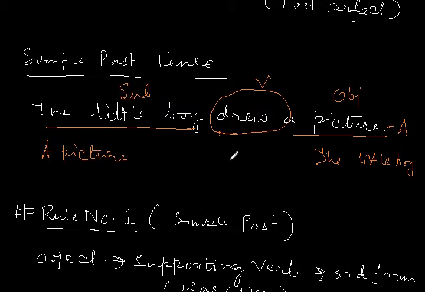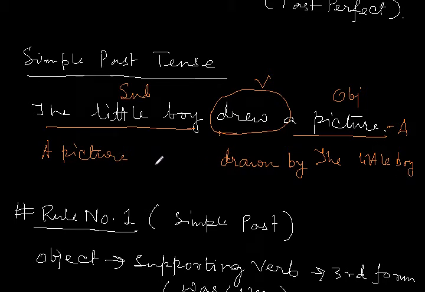So here goes drawn. Now a picture drawn, then you have to add by, and I hope you remember in my previous video also, when we were discussing changing a sentence from active to passive in present tense, we used by there as well. So a picture drawn by the little boy.